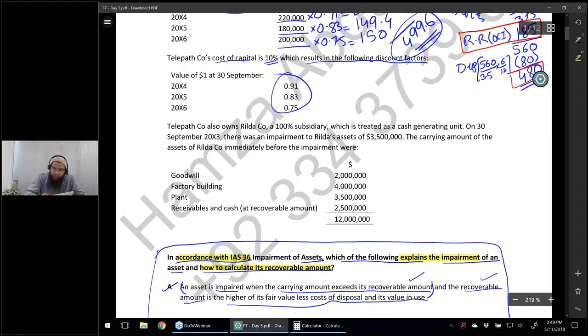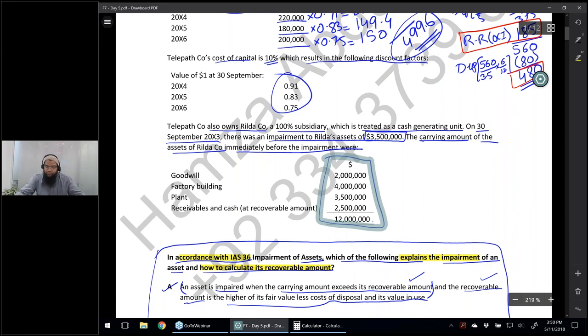Okay. So the question says that Telepath Company also owns Rilda Company, a 100% subsidiary, which is treated as a cash generating unit. On 30th September 2023, there was an impairment to Rilda's assets of 3500. The carrying amounts of the assets of Rilda Company immediately before impairment are the values before impairment, and what amount of impairment are we going to record? 3500,000. Let's calculate in thousands.